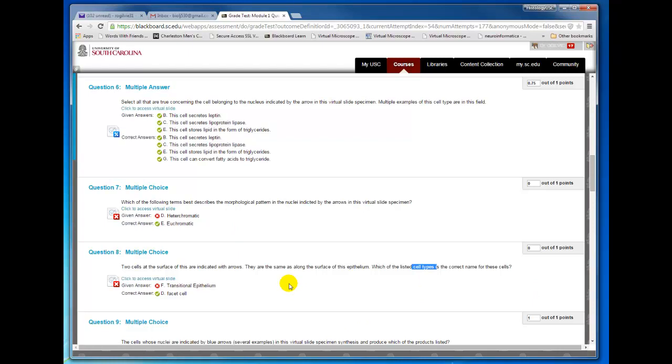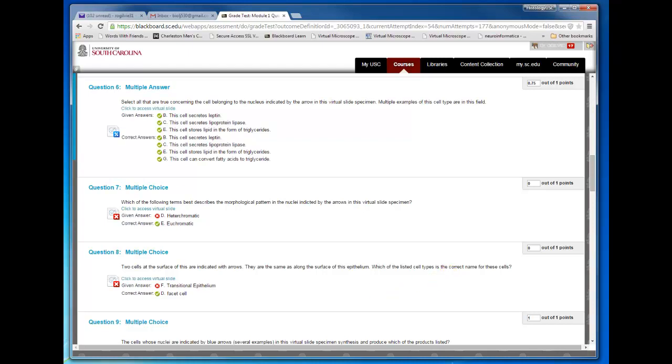One suggestion I've made to students in the past is just name the subject of the question. Okay, two cells, that's the subject, are indicated, verb, with what? Object, arrows. They are the same as along the surfaces. Which of the listed cell types? And you're referring to the cell types here. Just try to dissect the question and take enough time to read it carefully so that you don't miss the points because you misread the question.